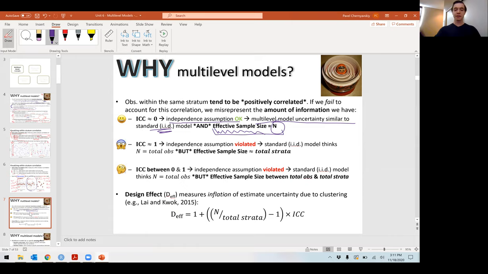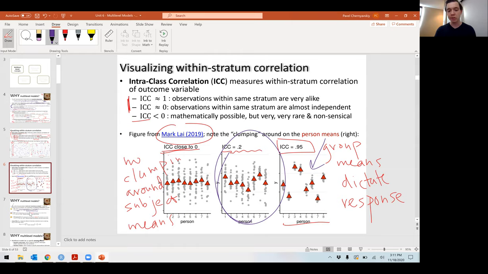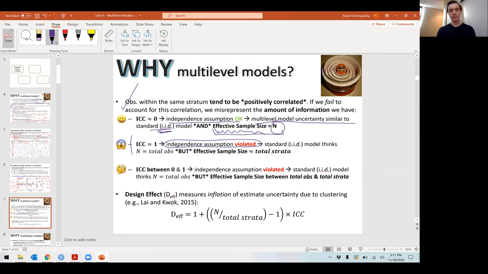Let's go to the other end. And you're happy because you're good. You don't have to worry about this multi-level model junk. Let's go to the other end. If your ICC is near one, so you're here, you're on this right-hand side. There was very little purpose about performing repeated measurements on these people, because you could have just taken the triangles and ran with it, right? You have almost no additional information in the dots over the triangle. So the independence assumption is badly violated.